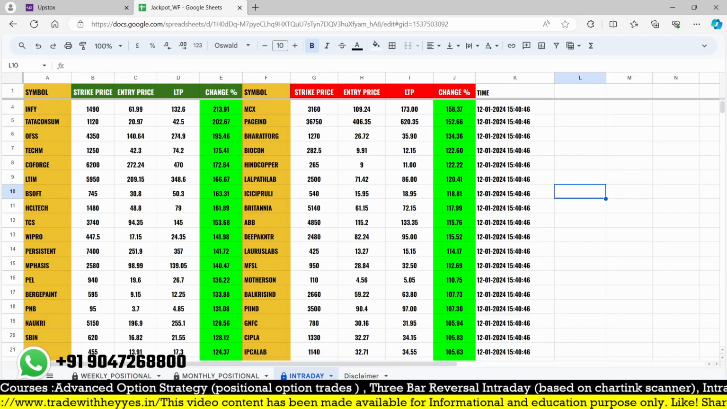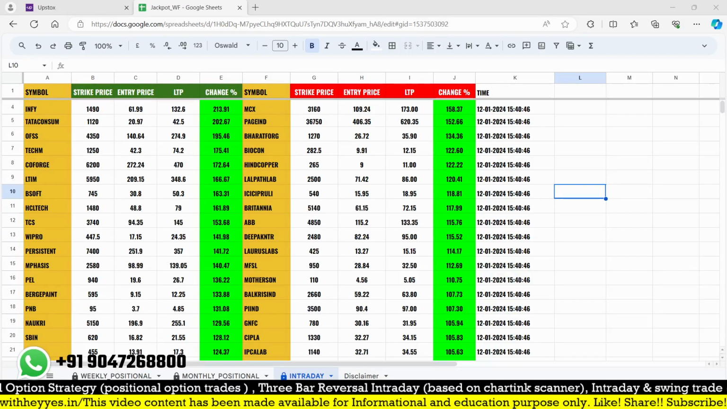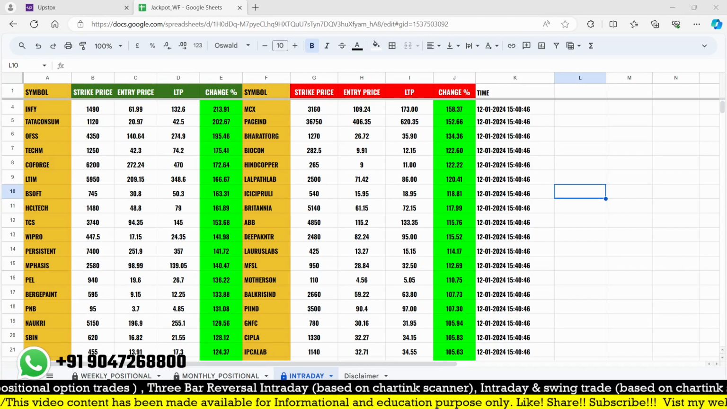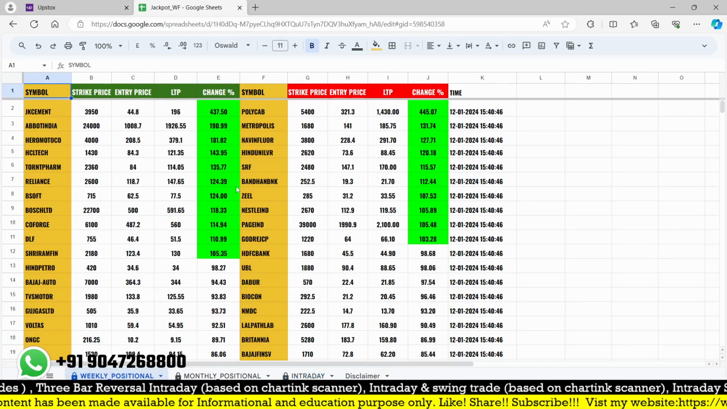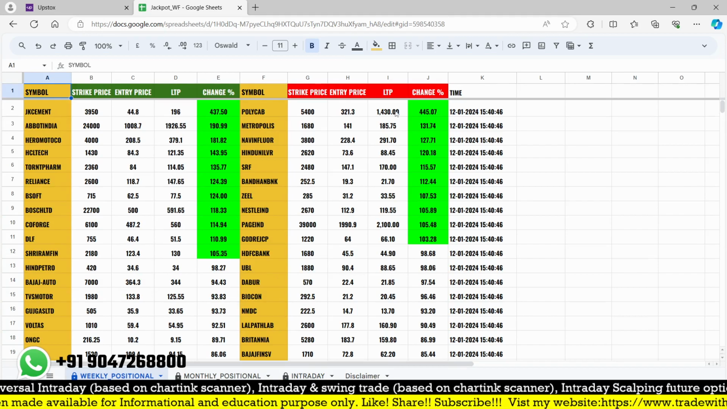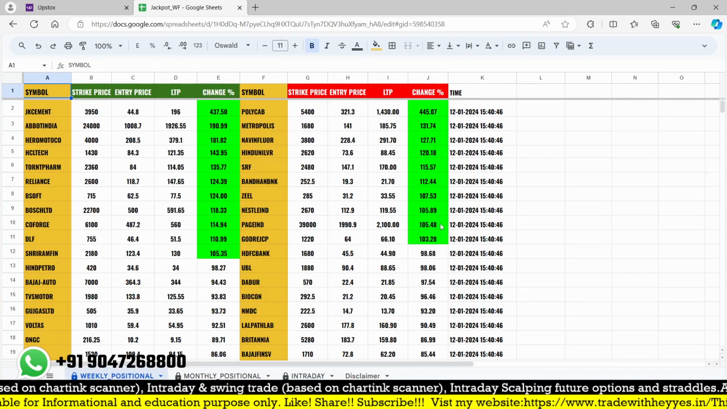Before that, we will try to update the sheet for next week. In last week's update, you can also look at some of the stocks with a mixed view. Initially some stocks were given on the call side and some of the calls were also given on the put side.